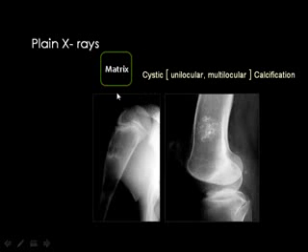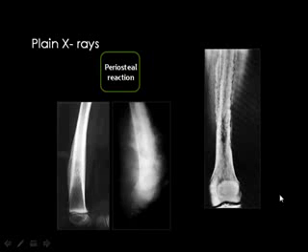Then you want to know the matrix: if the tumor is cystic or not, if it contains calcium or not. Cystic expanding lesions are mostly benign, while lesions containing calcium are not necessarily benign, because one of the characters of chondrosarcoma is the presence of matrix calcification. This is an ordinary enchondroma, as we will mention in a moment.